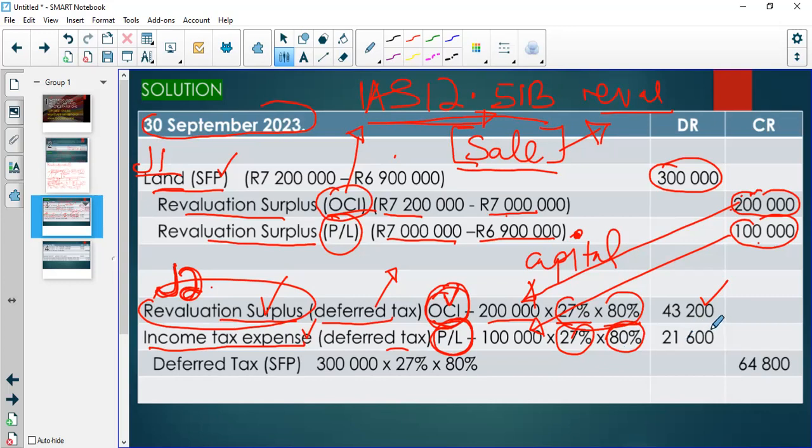So the deferred tax implication reported in the profit or loss is 21,600, and 43,200 is reported under other comprehensive income. The total deferred tax movement is the full amount, which goes to the statement of financial position, and that's your 64,800. So this was what was required by your question.